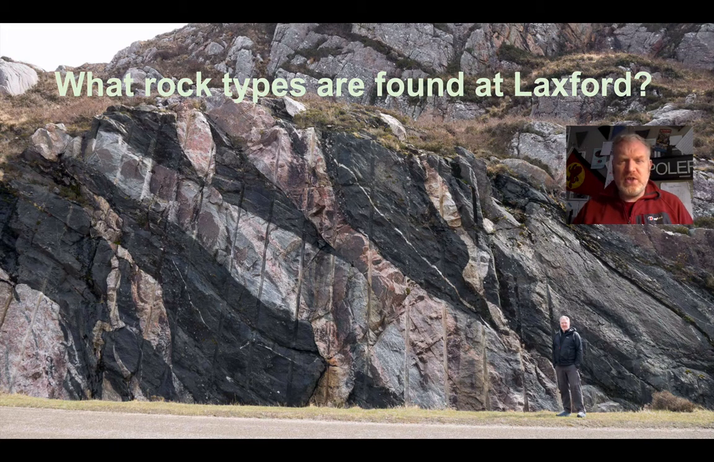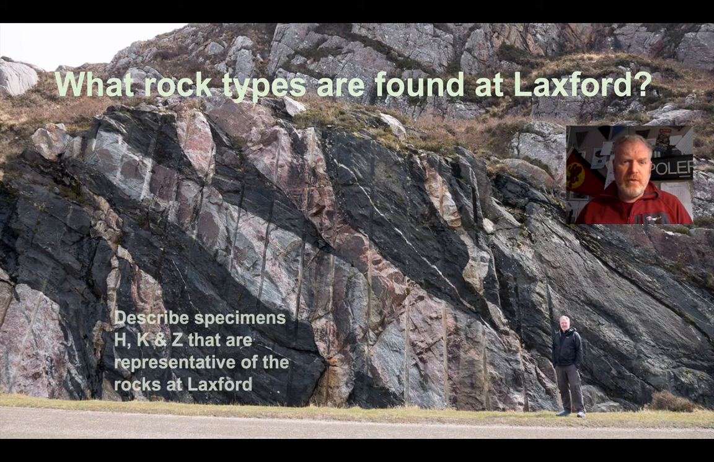Fortunately, because it's a road cutting, this is really nice and clean because it's quite fresh. The almost vertical lines you see running down through the outcrop are actually holes that were drilled in the rock to be able to blast it out to make this road cutting. As you'll see, this is quite hard, quite resistant rock. Okay, so let's have a look at the rock types. These are specimens H, K and Z. Let me show you what those are actually like.